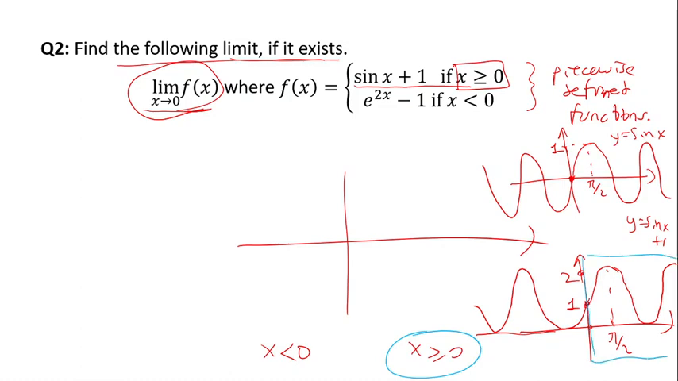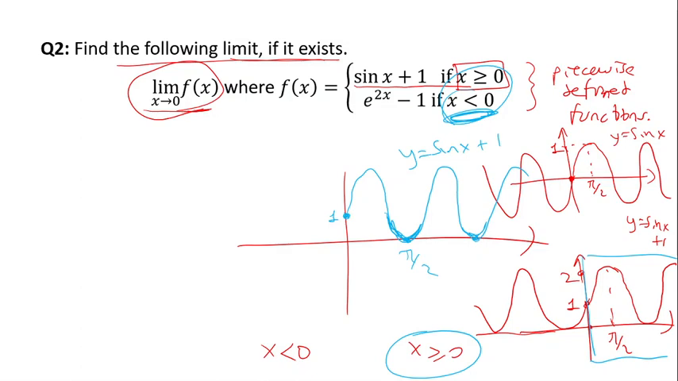Now we make the graph. Okay, it will start at 1. So it goes like this. It's just touching, not passing the y equal to 0. It goes like this. So these are the pi over 2's. We're not interested in this part because we're interested only around 0. Now let's look at the other side. Let me write here, y is equal to sine x plus 1.